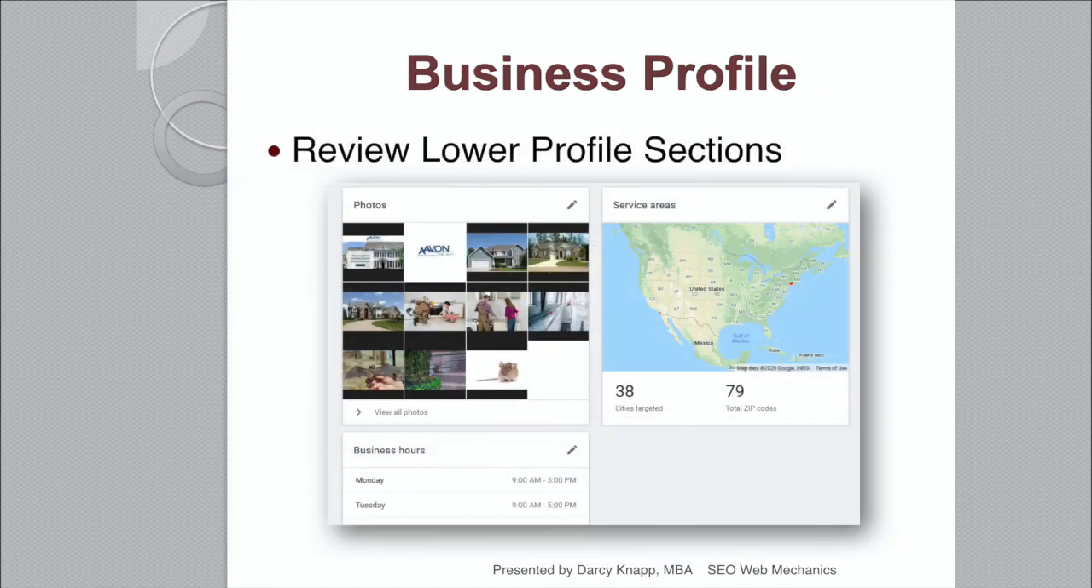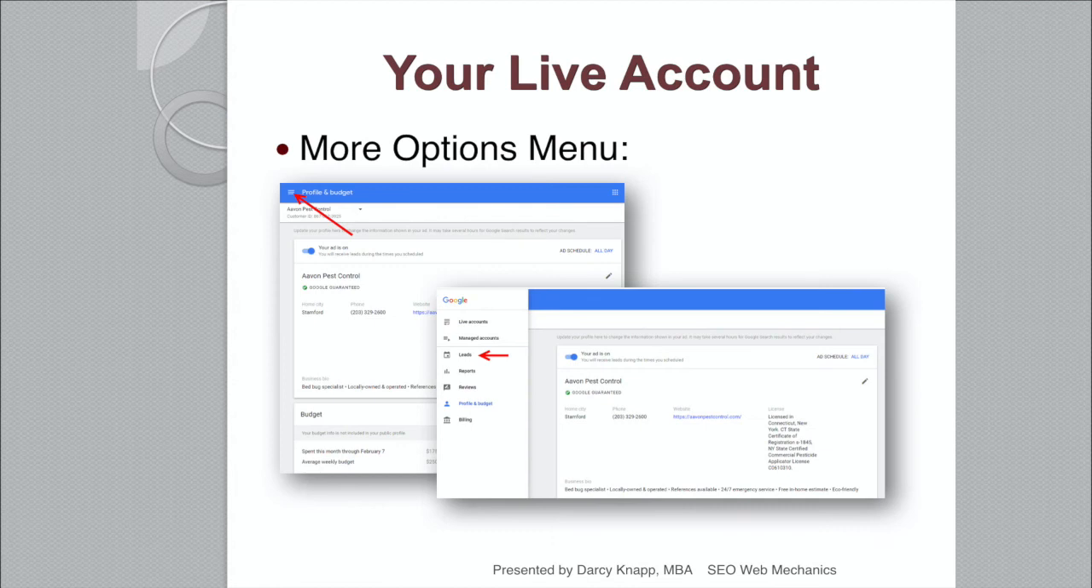Let's review the lower half of your business profile and make sure all of your elements are filled in and your service areas are all covered. Once you've been approved as a Google Guaranteed service provider, you'll have more options in your menu and you'll be able to edit all of your sections.